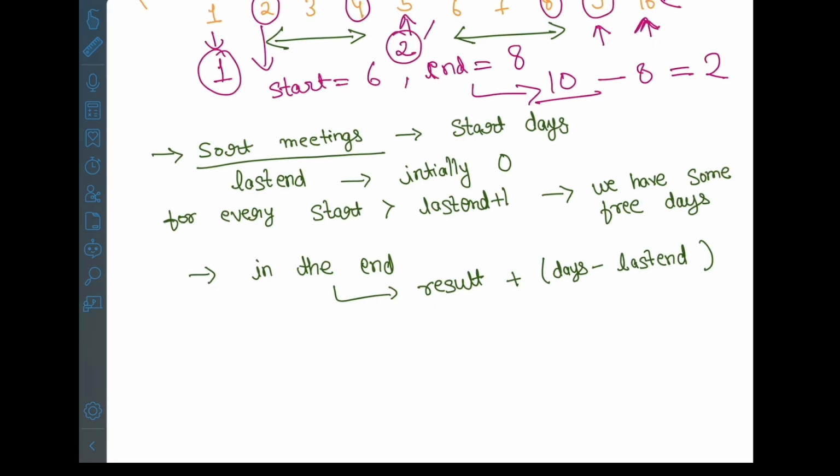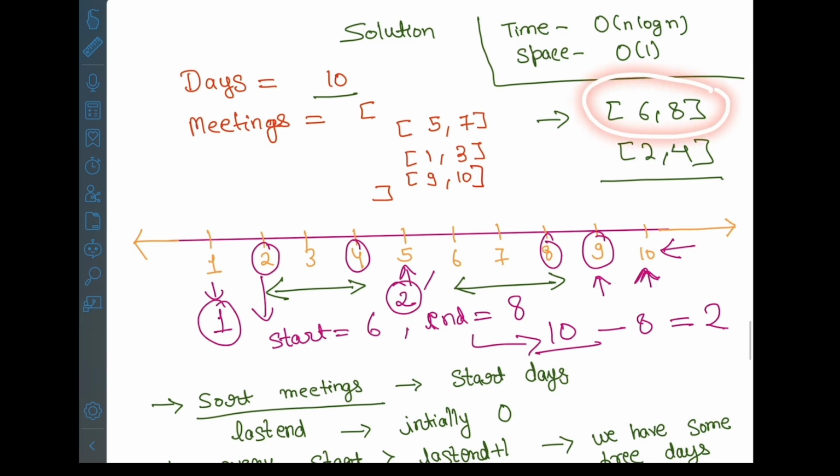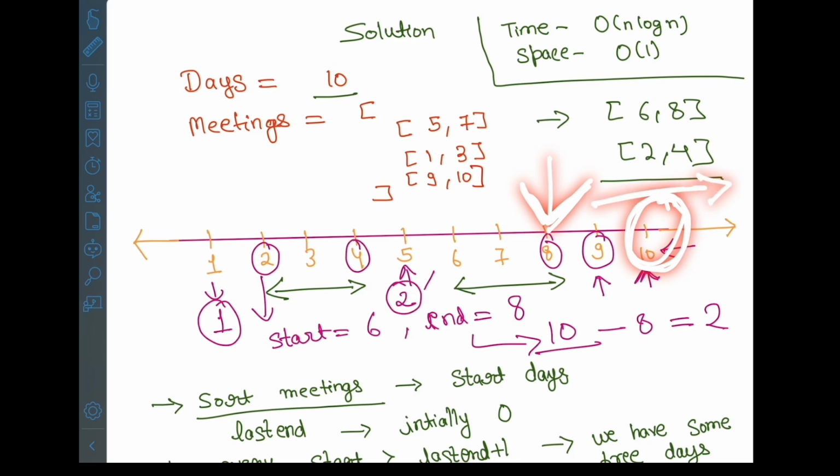So yes, when we find that the start date is more than the last end date of the meeting plus 1, then we have some free days and we are going to add them to our result. And in the end, we are going to return the result which we found after processing all the meetings, plus the number of days after the last end day. This is because if you notice that 6 to 8 is a meeting, the last time the meeting ended was on day number 8, and then there is no meeting data, and we have a total of 10 days. If we remove 8 from 10, we get the last few days which were free, and this we are also going to add to our result.